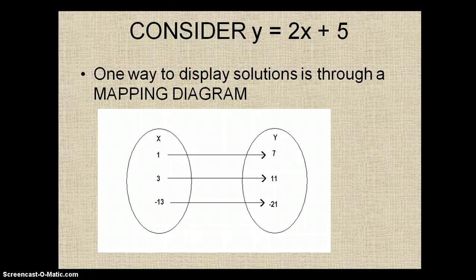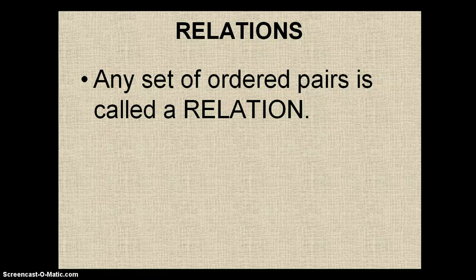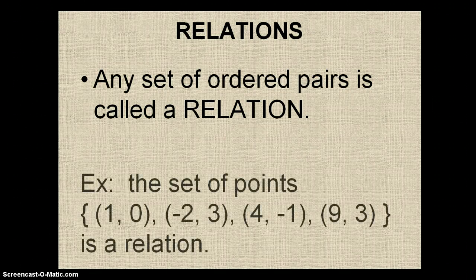So what we're creating here is basically a set of ordered pairs. Any set of ordered pairs is called a relation. So creating the input-output values together, making them ordered pairs, that is considered a relation. So here's an example. Any set of ordered points. So here is a set of points: (1, 0), (negative 2, 3), (4, negative 1), (9, 3). They are considered a relation.